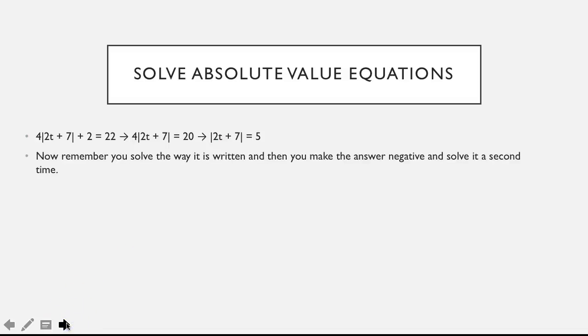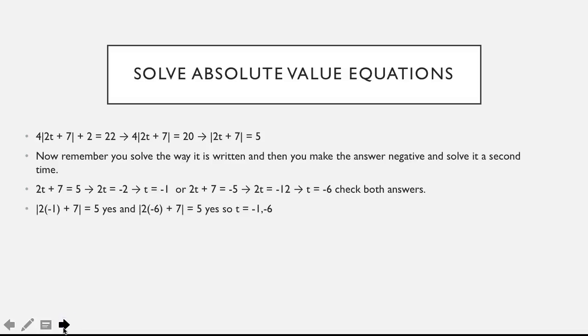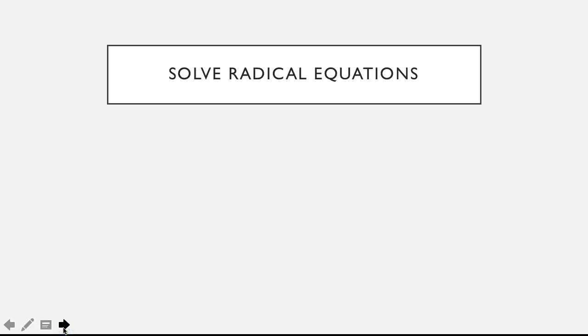And then remember, you solve it the way it is written and you make the answer negative and solve it a second time. So 2t plus 7 equals 5, 2t equals negative 2, and t equals negative 1. Or 2t plus 7 equals negative 5, and 2t equals negative 12, so t equals negative 6. Check both answers. Substitute them in and decide if it's true or not, and they both are. So t equals negative 1 and negative 6.